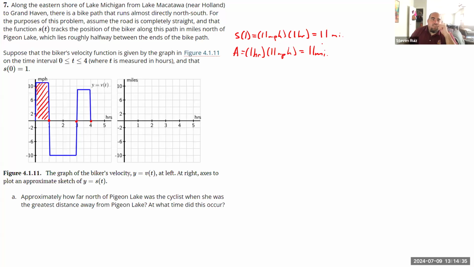So I have a velocity versus time graph. And if I take areas from that graph, I'll be multiplying velocities times time, which will give me a displacement or a position. So at 1 hour, this person is 11 miles away. But I said I had three different candidates, right? So now let's do this.